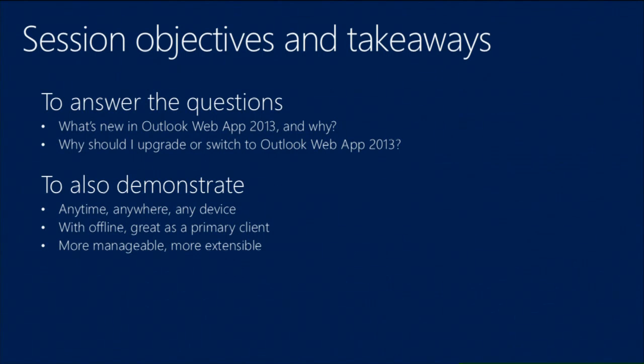We also want to demonstrate some of the new capabilities that we have in the product. In particular, a lot of the work that we've done to enable better offline access, as well as better touch experiences for both tablets as well as mobile phones. And we're going to talk a little bit also about how you can both manage the way your users access OWA, as well as how you can extend OWA using the app platform that we also have introduced in the 2013 cycle.